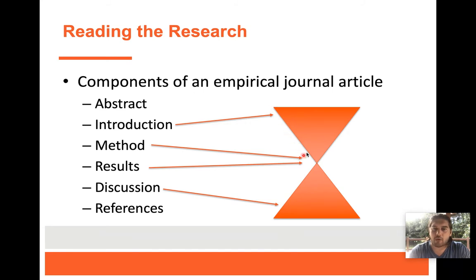And as the hourglass thins, information gets more detailed and more specific. So the major components of an empirical journal article are the introduction, method, results, and discussion sections. We also have what's known as an abstract, which is like a 300-word summary of the article. And we have, of course, our citations or reference section.